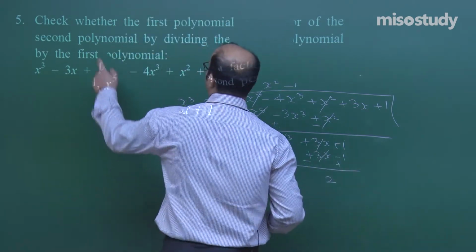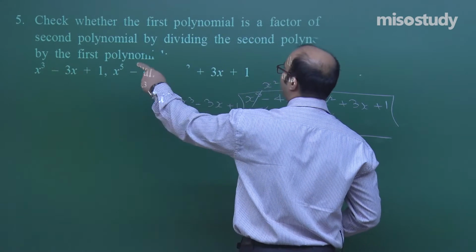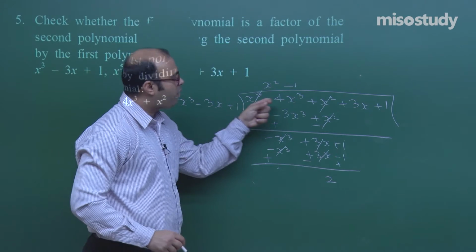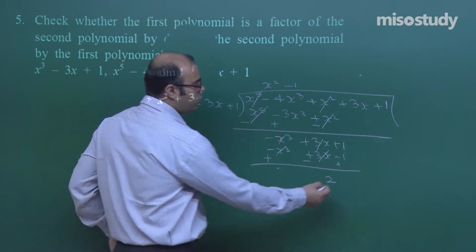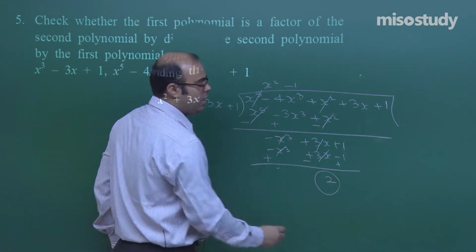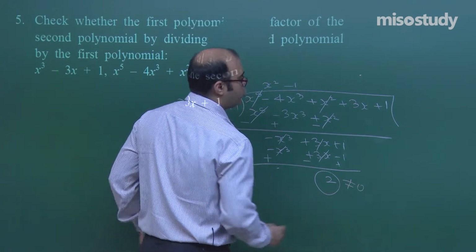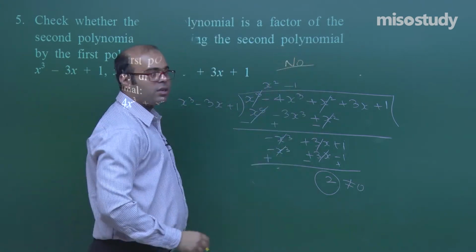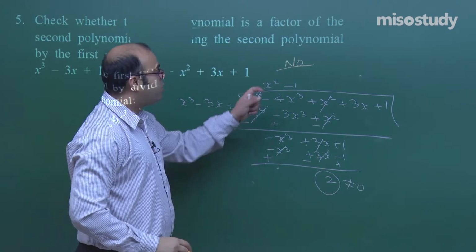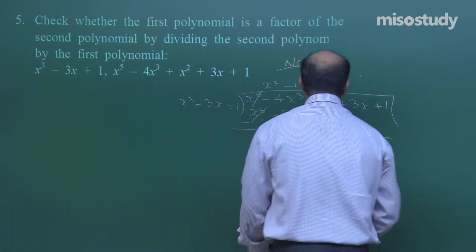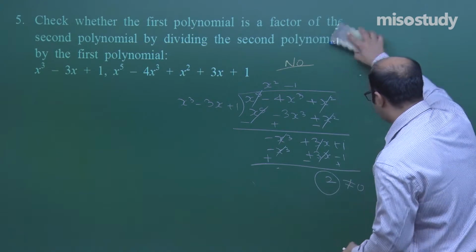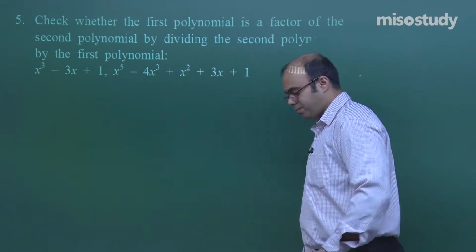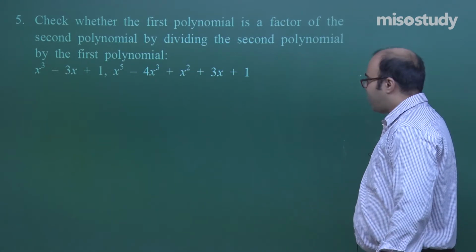So we say check whether the first polynomial is a factor of the second polynomial or not. So this first polynomial is not a factor of the second polynomial because the remainder which we have obtained is not equal to 0. So we will say no, the first polynomial is not the factor of the second polynomial because remainder is not coming out to be 0 after division. Okay, students, if it was 0, then we could have got the correct answer which they are asking.